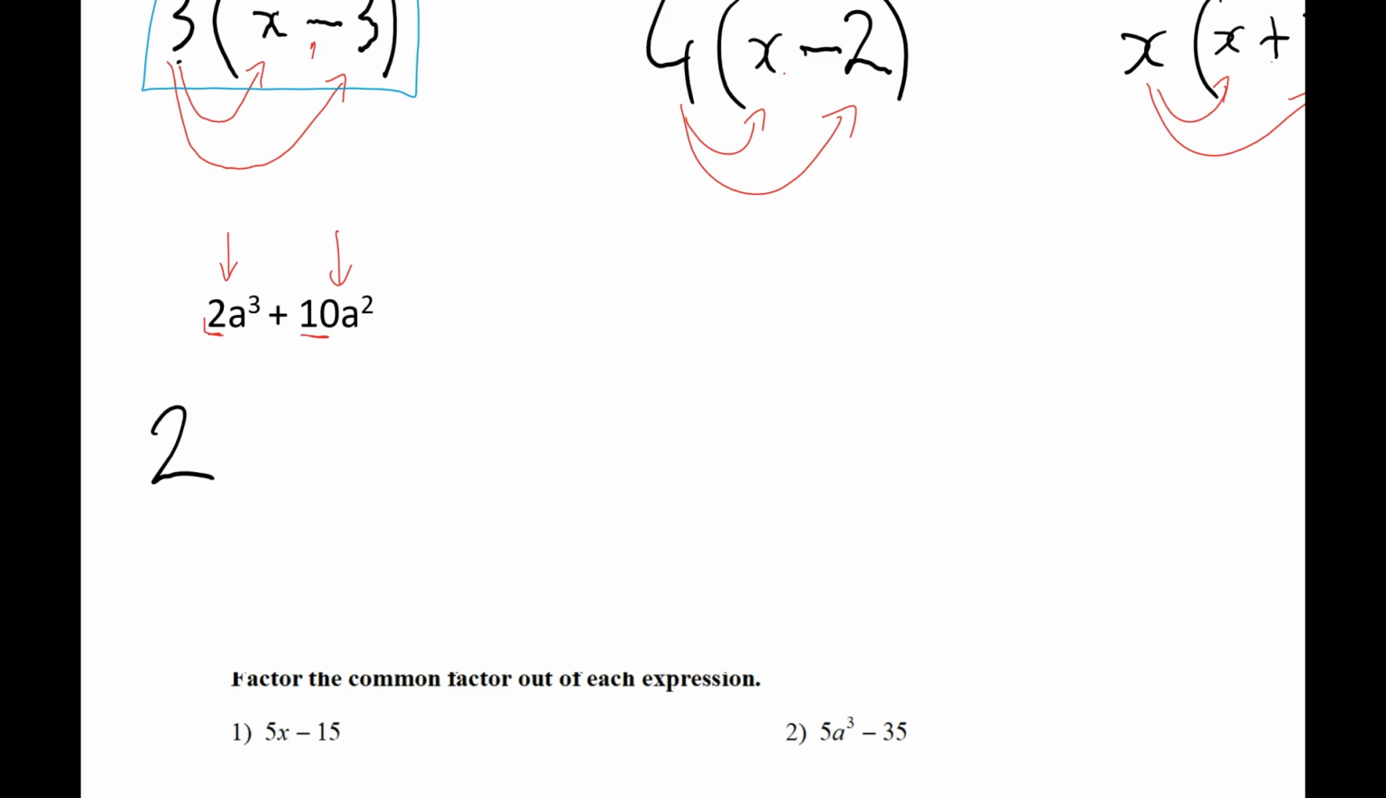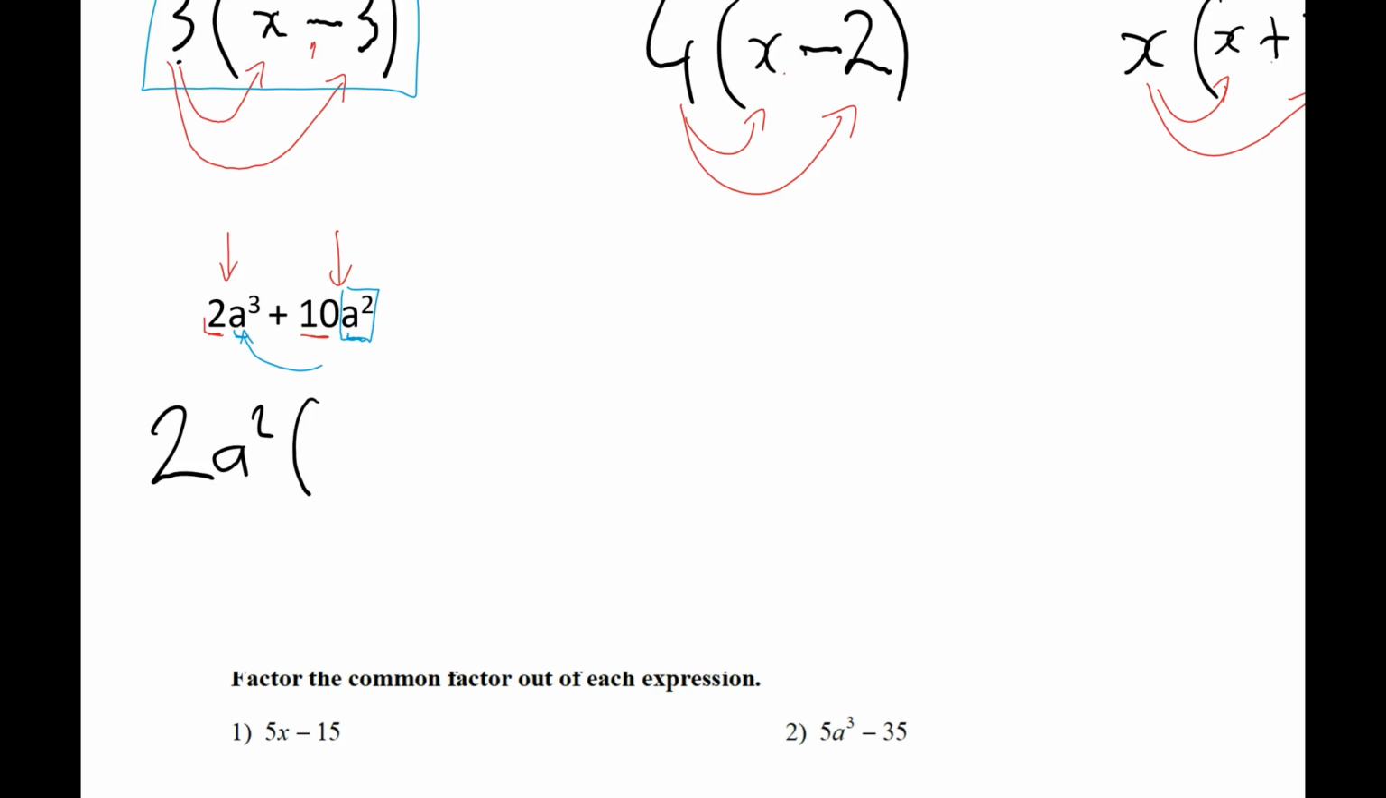But also, there's an a in both of those. There's actually more than one a in both of them. There's a cubed here, and there's a squared here. So let's take out this whole bit, a squared, because it fits into this one. So I'm going to take out a squared.